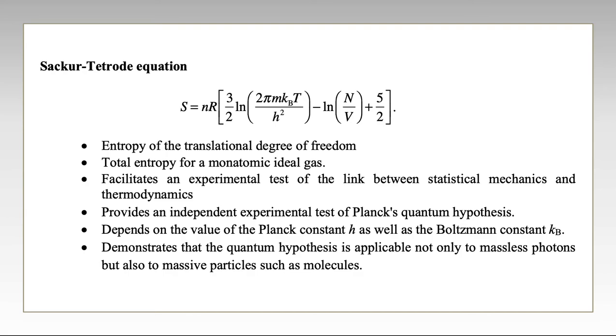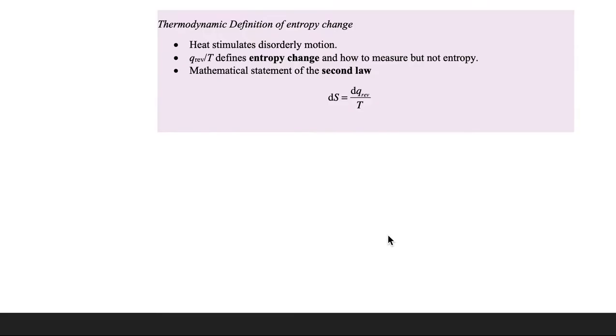The Sackur-Tetrode equation is one of the most important in thermodynamics. It facilitates an experimental test of the link between statistical mechanics and thermodynamics. It provides an independent experimental test of Planck's quantum hypothesis, and it demonstrates that the quantum hypothesis is applicable not only to massless photons, but also to massive particles such as molecules.